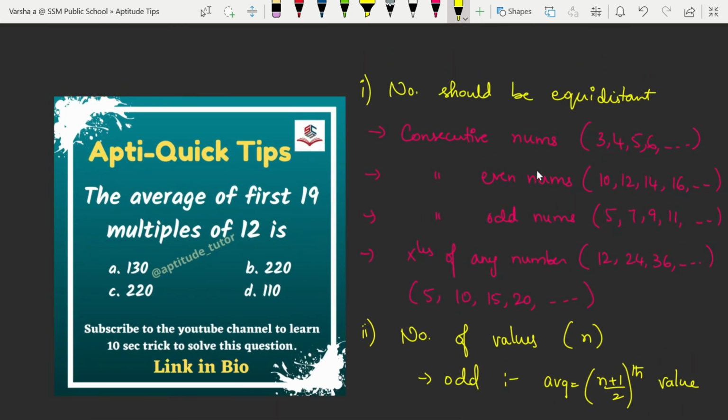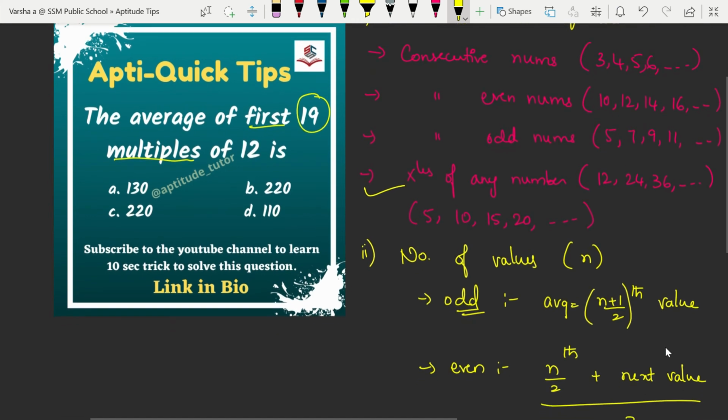So considering these 2 points here, as soon as I see multiples, it is of this category, multiples of a number. Next, how many numbers are given? 19 numbers are given, which is an odd number of values. Therefore, the average is the (19 plus 1) by 2, which is the 10th value. The 10th value is the average, and we are talking about the first 19 multiples. Therefore, the 10th value is nothing but the 10th multiple, which gives you 12 into 10, 120. That is the answer.